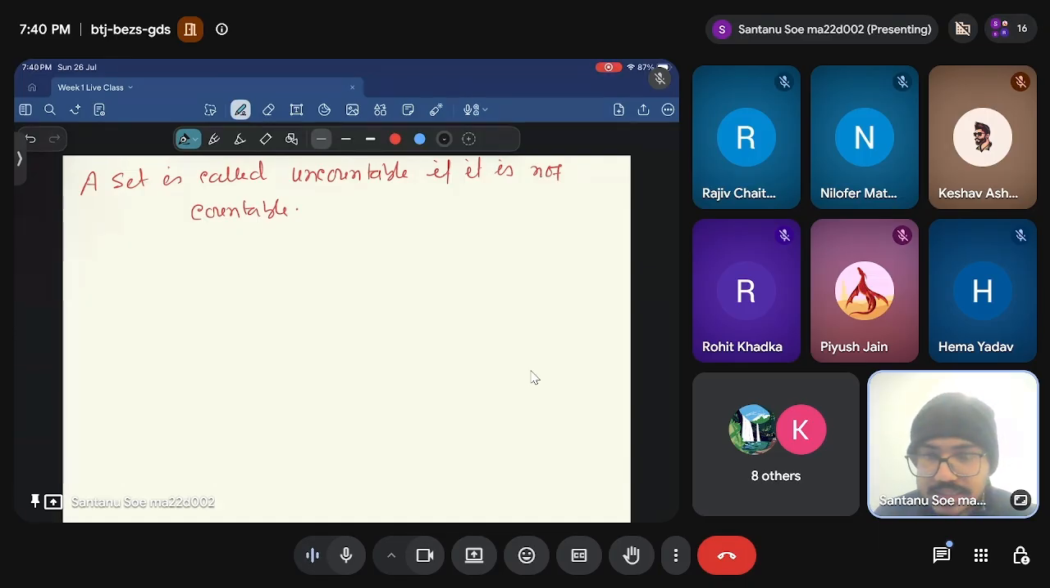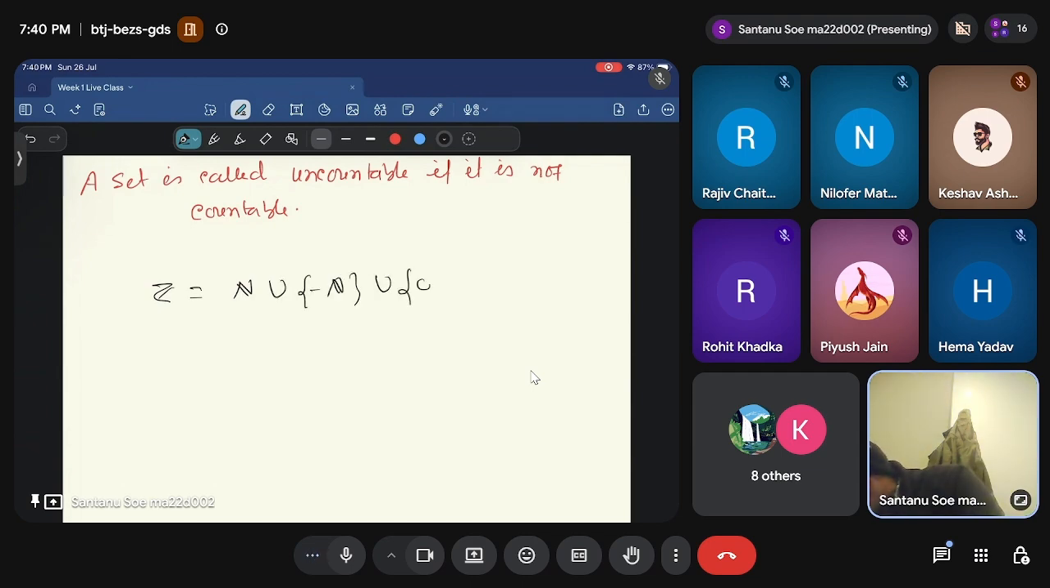you can see Z as a union of the set of natural numbers, the set of negative natural numbers, and zero, right? Because Z can be written like this. There are a lot of ways to prove Z is countable. One of the ways is this: Z can be written as a union of three sets, and we already have proved that the set of natural numbers is countable, right? Because of the identity map, correct?